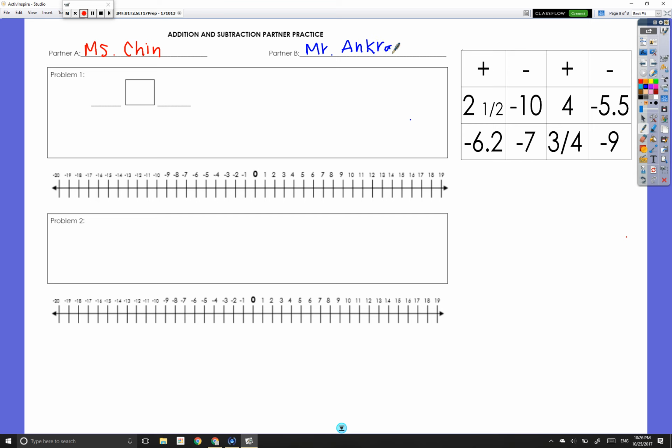Now, Miss Chin's going to go and pick a number. Mr. Anker's going to go and pick a number. And you guys can decide together which symbol to use. Okay? Now that we have this, Miss Chin's going to go and write her number, and then Mr. Anker's going to go and write his number because he's partner B. And then the minus sign, you guys can decide who puts that in.